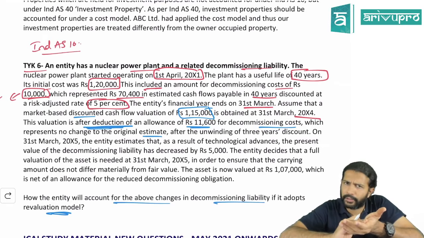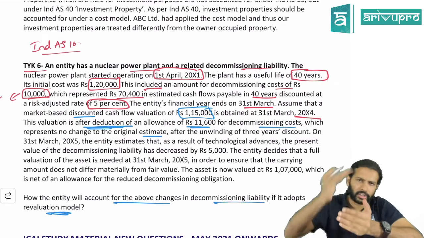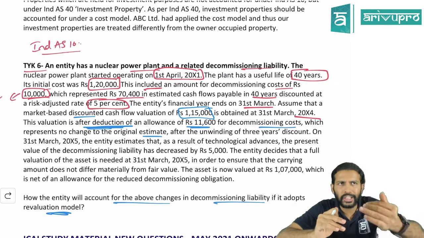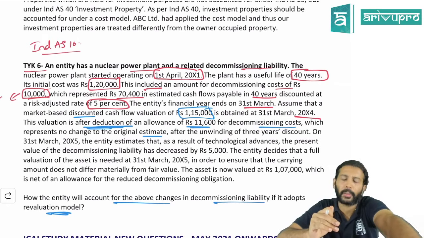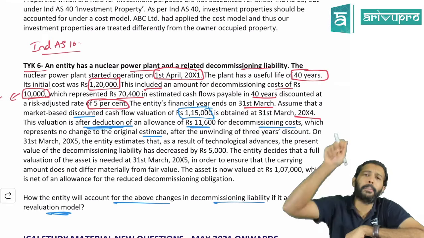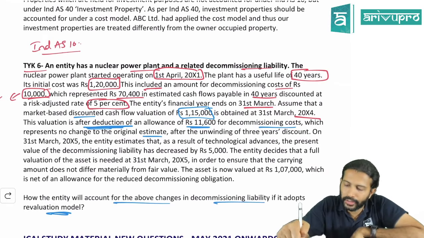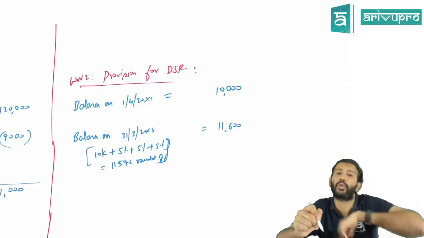Initially, property, plant and equipment, all PPEs, are recognized at the cost model. This goes for intangible assets also. Initially, you will recognize it at cost model. Subsequently, at every reporting period end, the company has a choice. They can either go for cost model or, if they want, they can go for revaluation model.